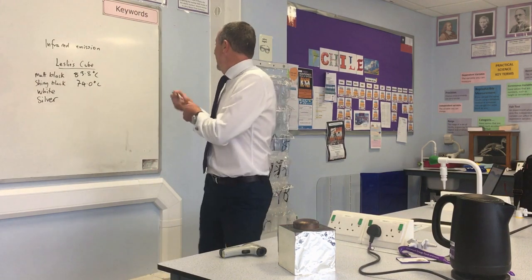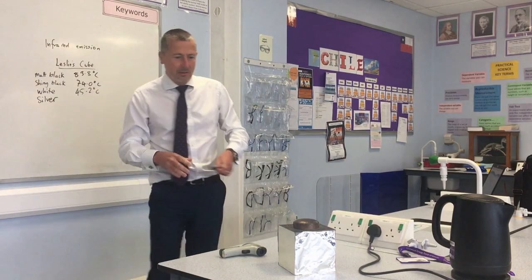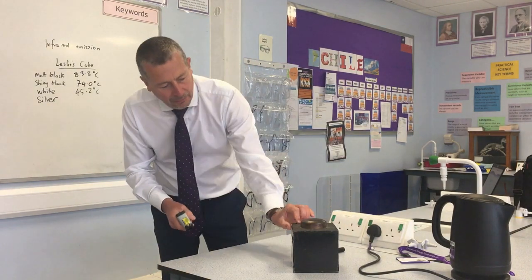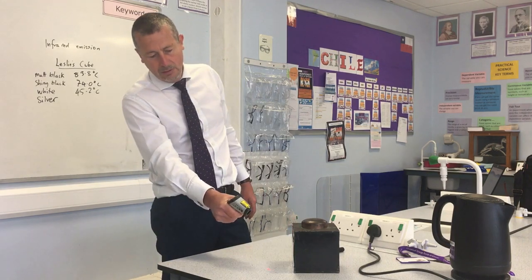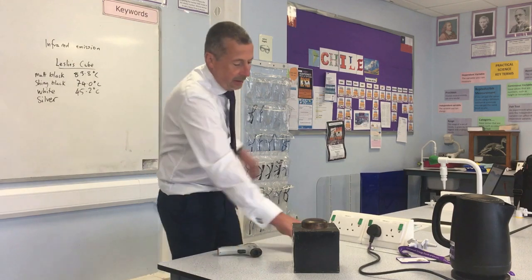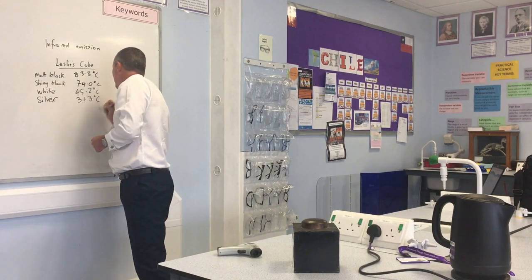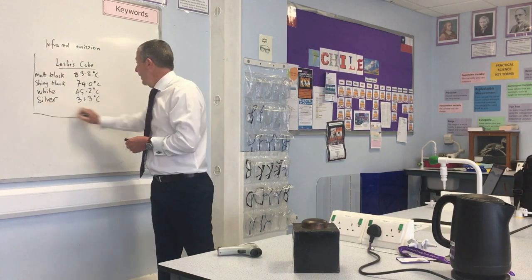Down at 45.2. Probably starting to make your own conclusions already. And then lastly, silvered. I've put a bit of foil on that just to make it a bit more silvered than it was before. A lot lower, 31.3. Right, don't need to record those numbers because they'll be on the PowerPoint in a minute. Be thinking about what your own conclusions are.